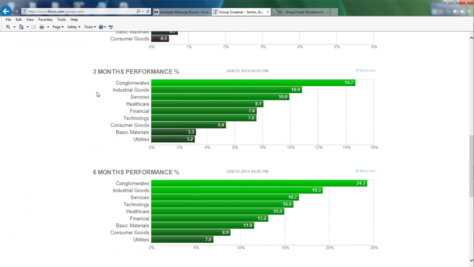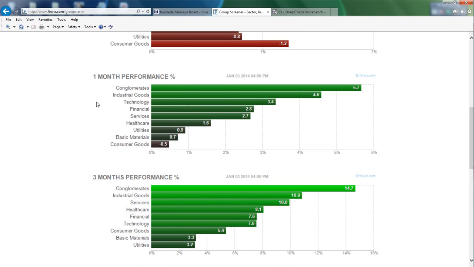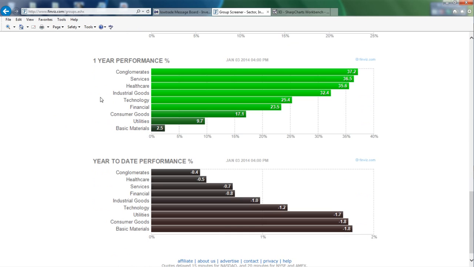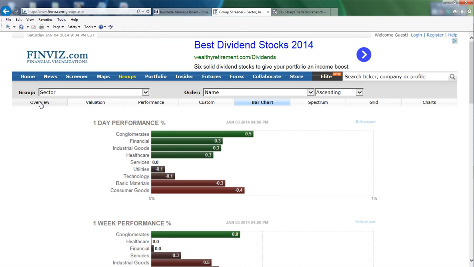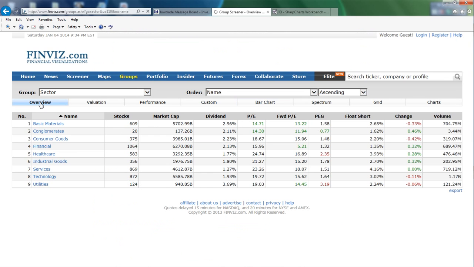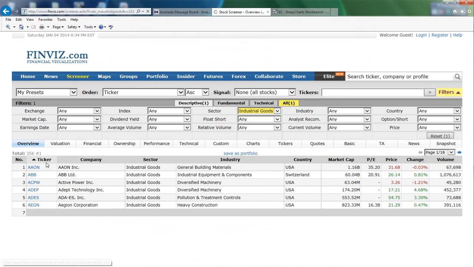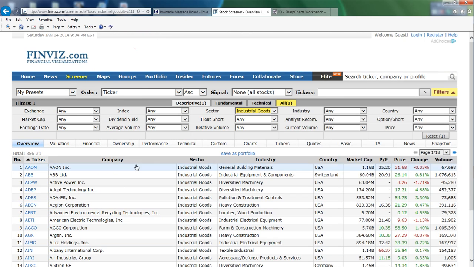Industrial goods has been good. Industrial goods has been good for a month, for 3 months, for 6 months. Industrial goods is a little above the middle of the pack for the year performance. So let's say we're going to do a little searching in industrial goods. We'll go to overview, we'll come down to industrial goods, we'll see everybody that's here.